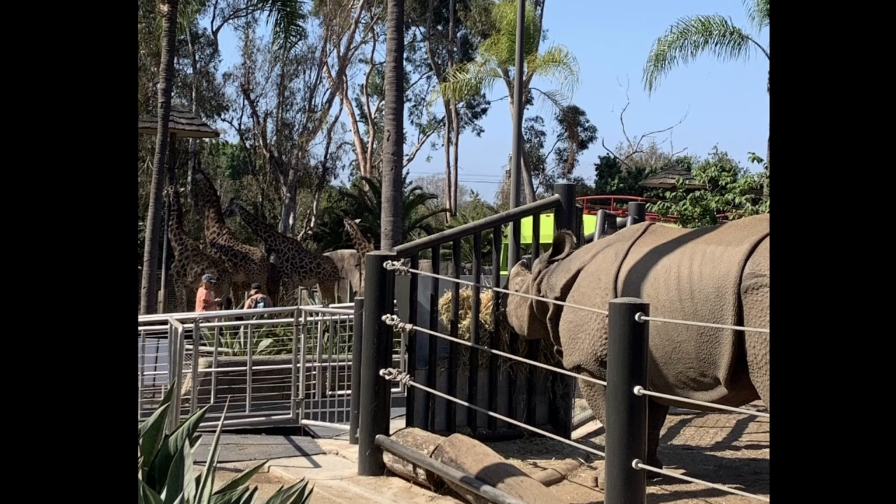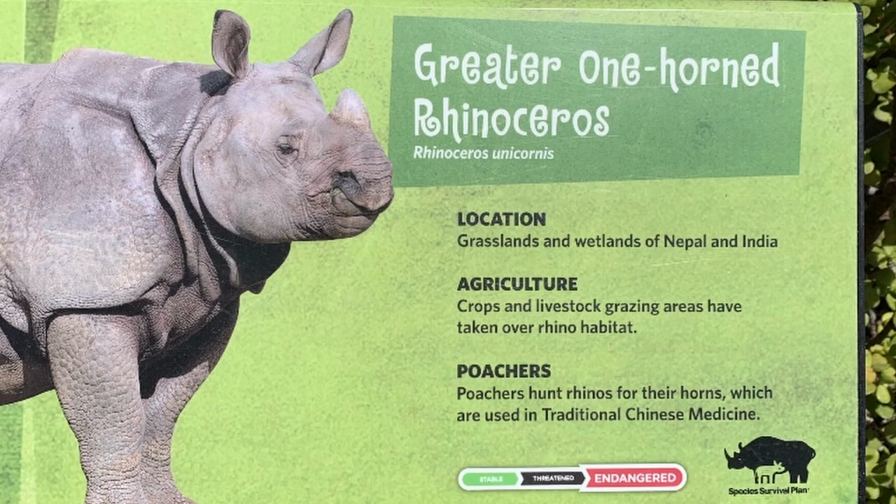I'm like, I want to go over there. They're doing things. My rhino's not doing anything. So there's my giraffes in the background. And I kept looking over longingly thinking, that would have been a better observation. And there is some of the extra information about the greater one-horned rhinoceros, the Rhinoceros unicornis.